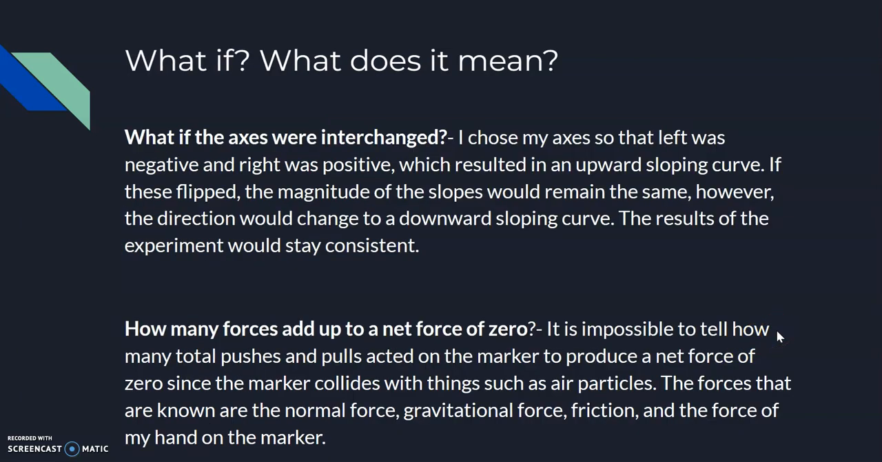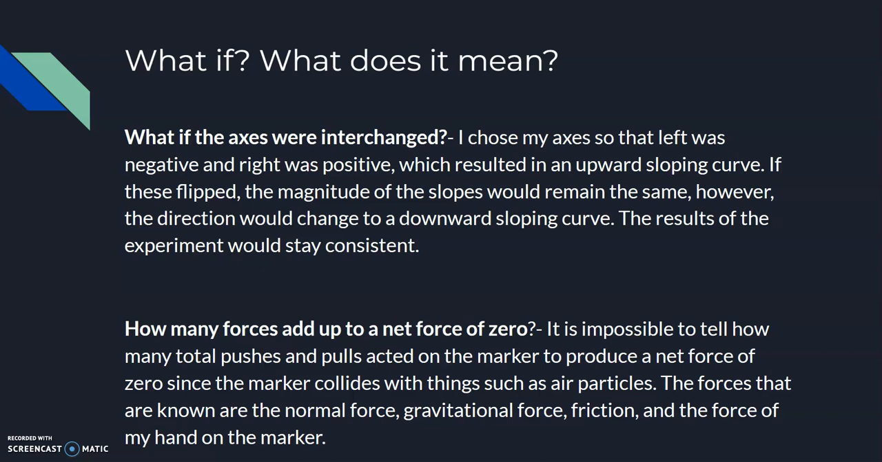And here are some concluding questions. What if the axes were interchanged? I chose my axes so that left was negative and right was positive, which resulted in an upward sloping curve. If these flipped, the magnitude of the slopes would remain the same. However, the direction would change to a downward sloping curve. The results of the experiment would stay consistent.